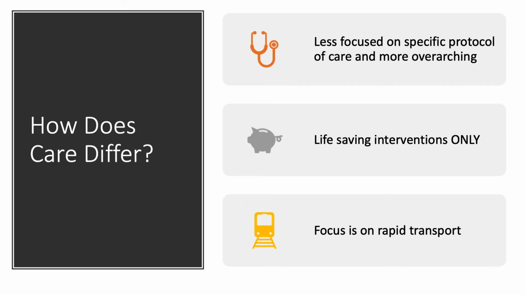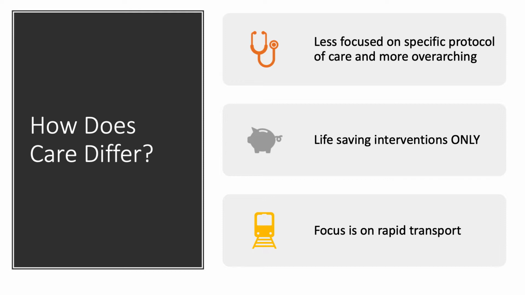So, overall, how does that care differ on an MCI scene versus a regular individual patient? Painting with broad strokes, we're going to be less focused on specific protocols and care and more overarching and providing the most amount of care we can for the most amount of victims. And really how we do this is by performing life-saving interventions only on these scenes, not hanging around and doing things like IVs or 12 leads or getting blood sugars.